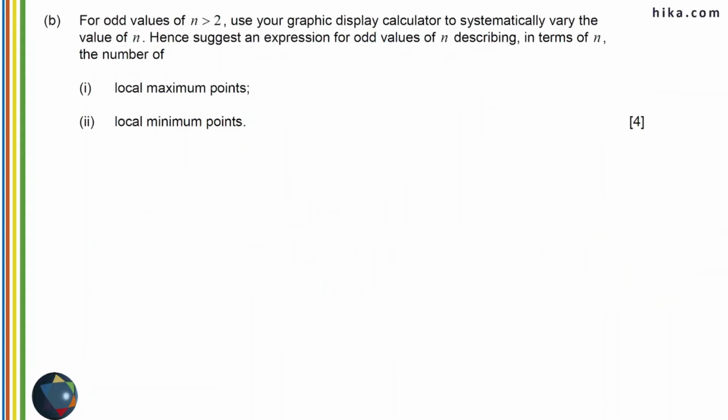Next, proceeding further, for odd values of n, so now you are going to look into the odd values of n. Already you did 1 and 3, therefore you are already going into the odd values for n. f1 of x is done, f3 of x is done. So we are going to go further with the same sequence of values for n, which is odd values. But we are not going to do f1 of x here, but we are going to analyze from f3 of x onwards. Use your graphing calculator to systematically vary the values of n, which means you have to start with n equal to 3, n equal to 5, n equal to 7, etc.